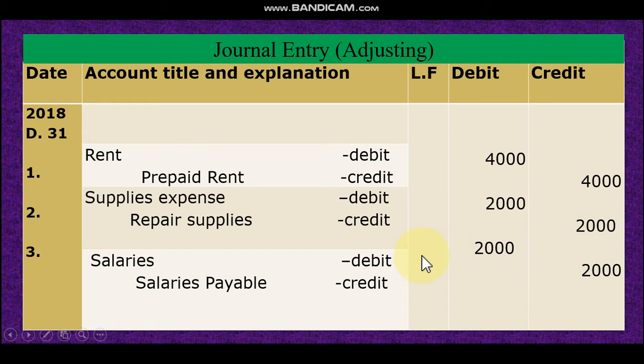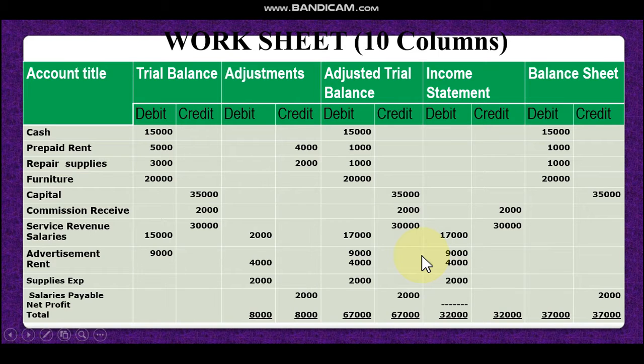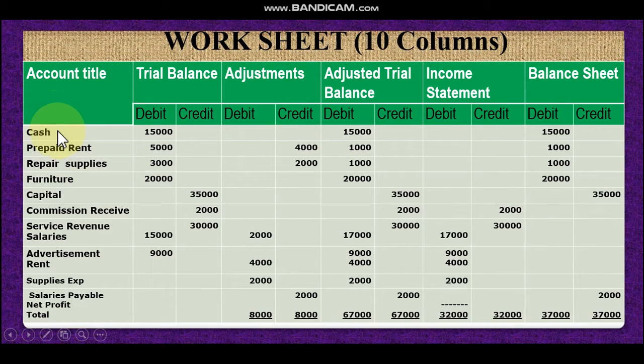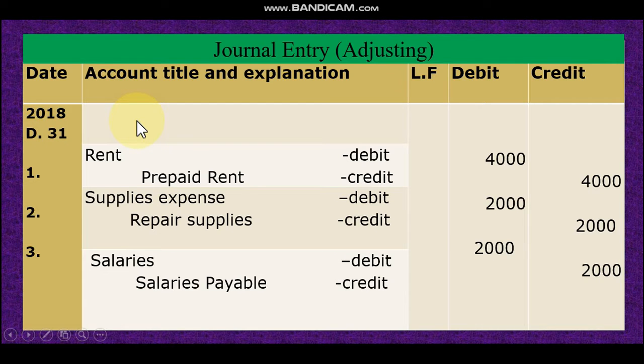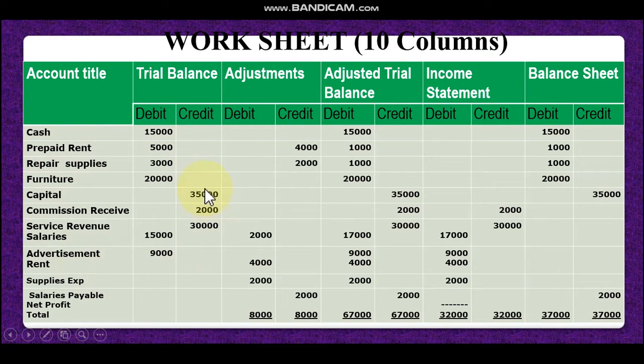Then now the worksheet. Dear student, this is the format of a 10 column worksheet, and for preparing the worksheet, at first we have to copy the trial balance. That means at first we have to write the bank account, then all the items of the trial balance are here. Then we have to write the adjustment, then the adjusted trial balance, then income statement, then balance sheet.